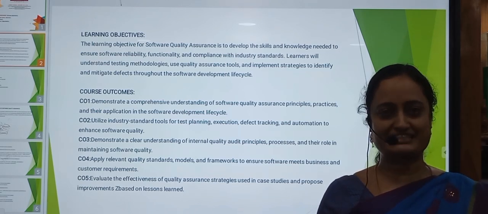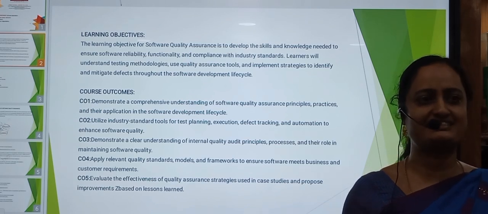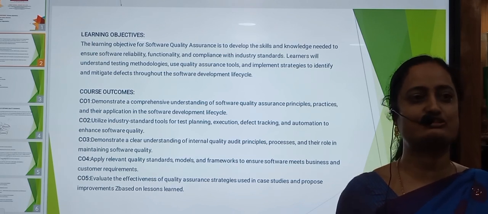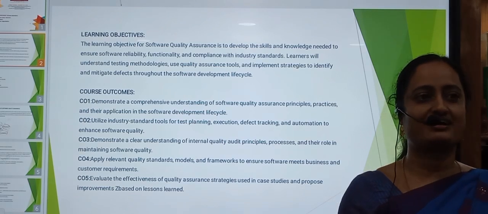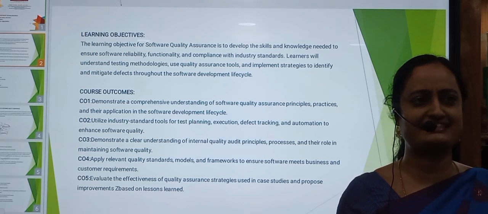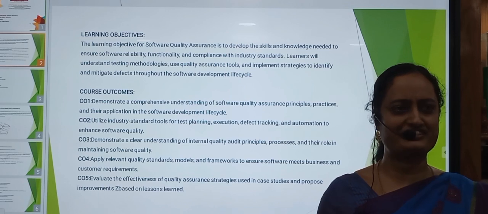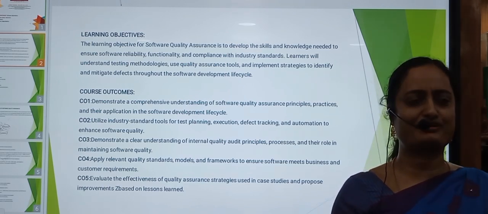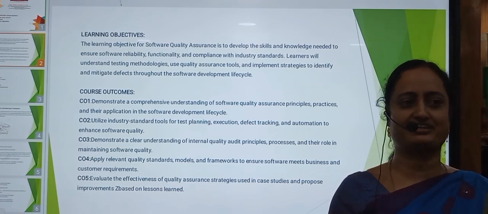So, course outcomes. These are the outcomes of the subject. CO1 demonstrates how the learners understand the software quality assurance principles and their applications. From CO2, learners can understand the tools for test planning, execution, defect tracking and automation. And from CO3, the students can understand the internal quality audit.